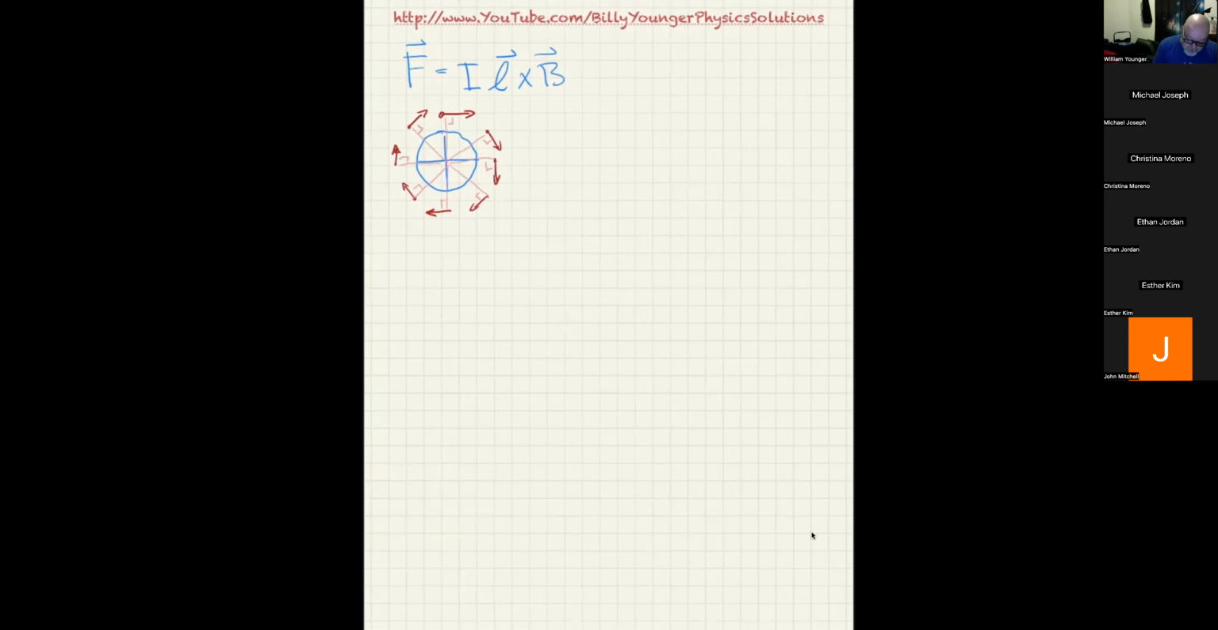So I'm going to jump in and just do the hardest problem we possibly can for this IL cross B. That's also called the F equals BIL equation. So what I'm going to do is I'm going to set up a coordinate system just like this.